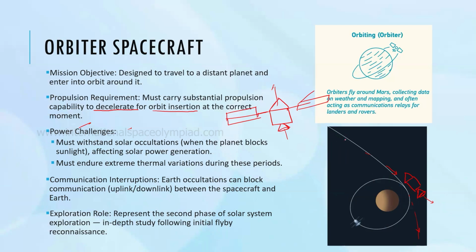For example, if this is the planet and the Earth is here, when the orbiter comes here, the problem is that it cannot send data. So the data will be stored and then sent later. Some kind of blackout will be there. So this is one kind of blackout.